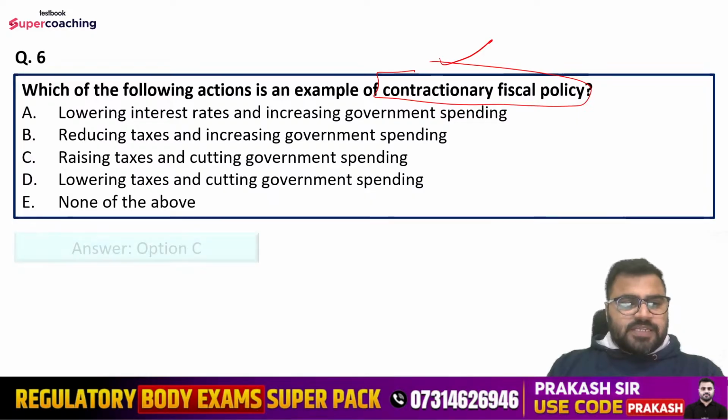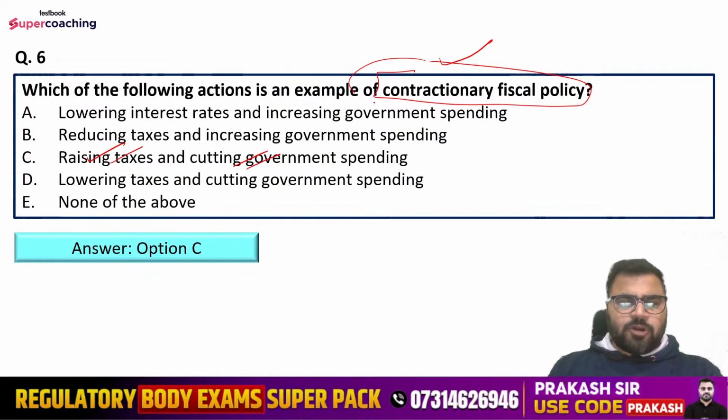So the right answer is option number C, that is raising taxes and cutting government spending. By adopting contractionary fiscal policy, the government focuses on controlling inflation in the economy. So for that purpose, either the government increases the taxes or cuts down government spending, or both, right? So that is why option number C is the right answer.